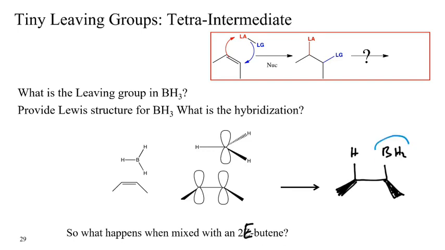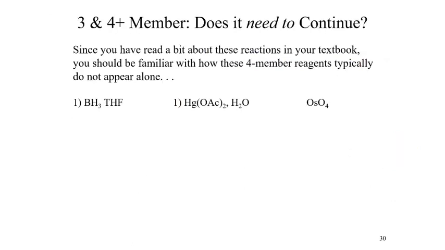You might also notice that we have a boron on there, and we don't like boron, so we would need to cleave that off. Just like with the mercury, that requires a secondary reaction. The secondary reaction for our boron is peroxide and hydroxide. Okay, and I believe I've got a slide on that in the next second. So with those 3 or 4 membered reactions, does it need to continue? So these first 2 reagents we already addressed. Yes, they need to continue. They have a second step. The osmium tetroxide, which we haven't talked about yet, but we will, sometimes also needs a reagent to continue.